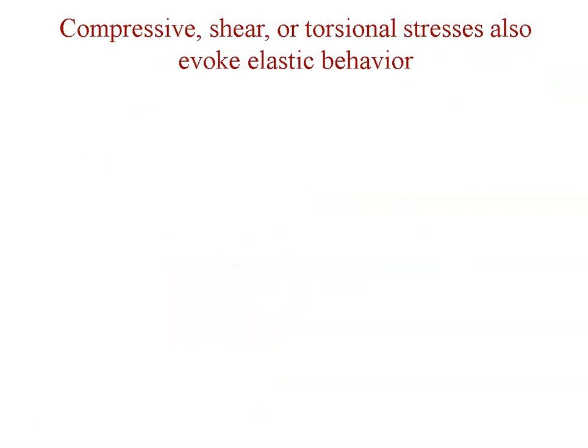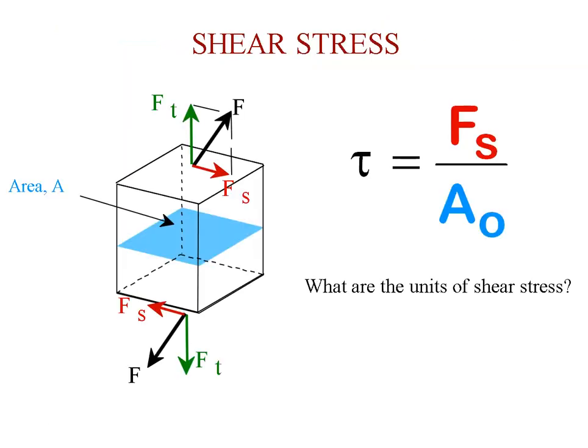We've just talked about how tensile stresses can cause elastic behavior. Well, compressive stresses, as you might imagine, can do the same thing, but also shear and torsional stresses. So far we've talked about tensile forces, shown in green, that tend to elongate or compress the sample. However, in general, a force can be resolved into both a tensile component and a shear component, shown in red. The shear stress is defined as the shear force divided by the original area.